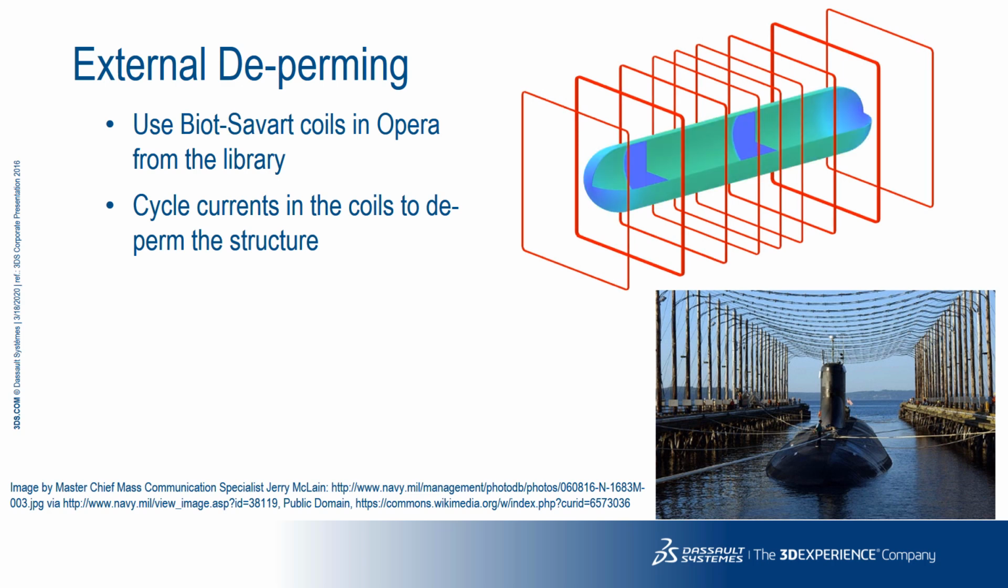A naval vessel acquires a permanent signature over time due to magnetization from the Earth's field. This then requires de-perming, whereby the vessel is subjected to a reversing, gradually reducing magnetic field.